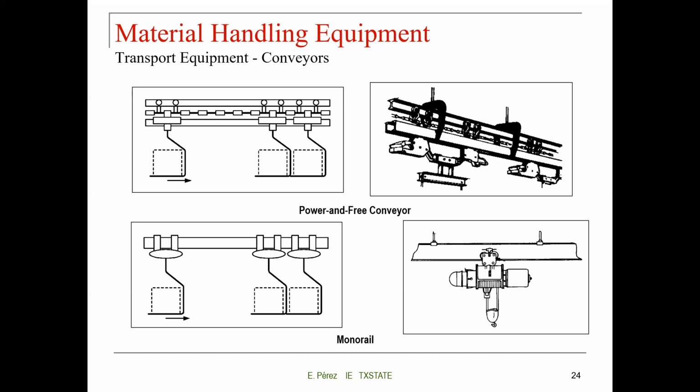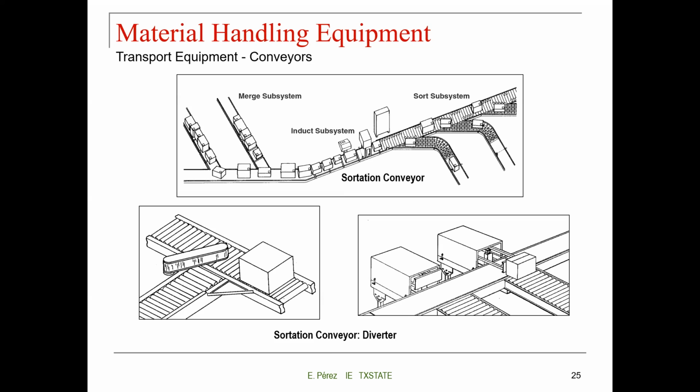More information about those. So we have the power and free conveyor, and we have the monorail. They have this specific fixed trail that you have to follow. More conveyors here. The sortation conveyor, very common, like in industries like Amazon and UPS, in which you have all these boxes and they have to be sorted depending on where they're going and which truck is going to transport them to the final location.